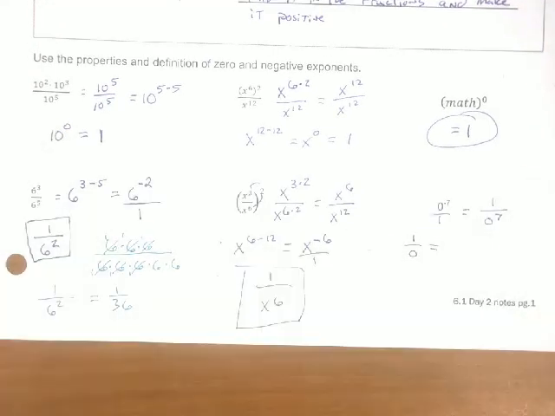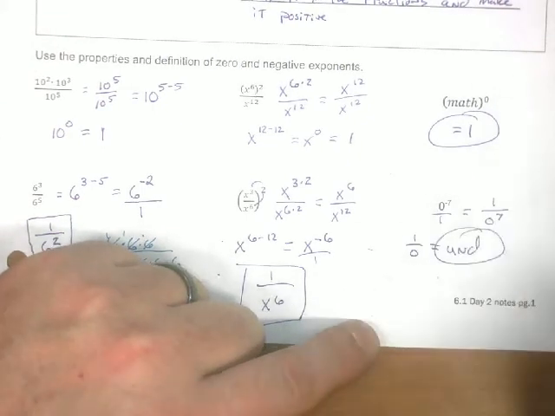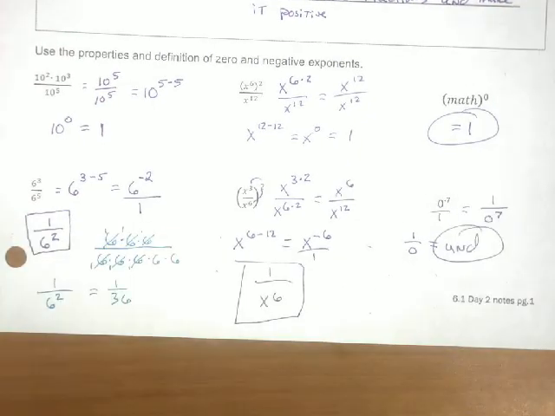And unfortunately, 0 to the 7th is the same as 1 over 0, and you cannot divide by 0, so we will get an undefined answer for that one. So we get an ugly undefined. But it's good to know that anytime you divide by 0, that's an undefined answer. If you have a 0 on the top of your fractions, that's when you do get 0.